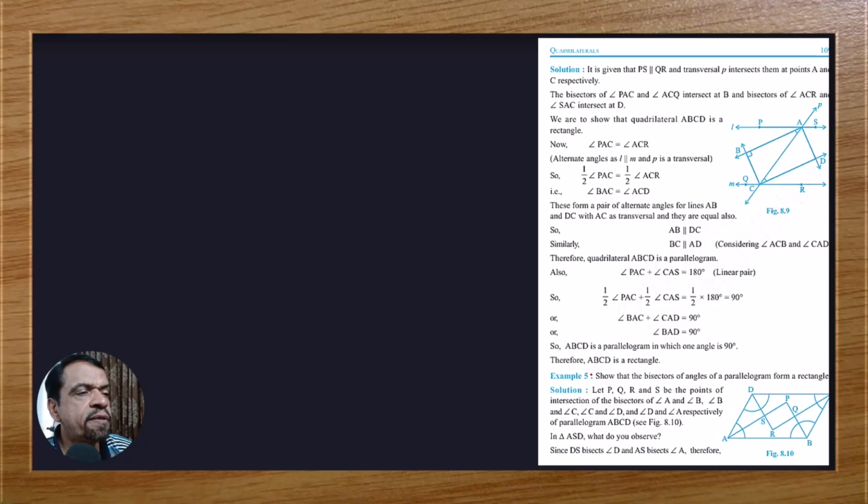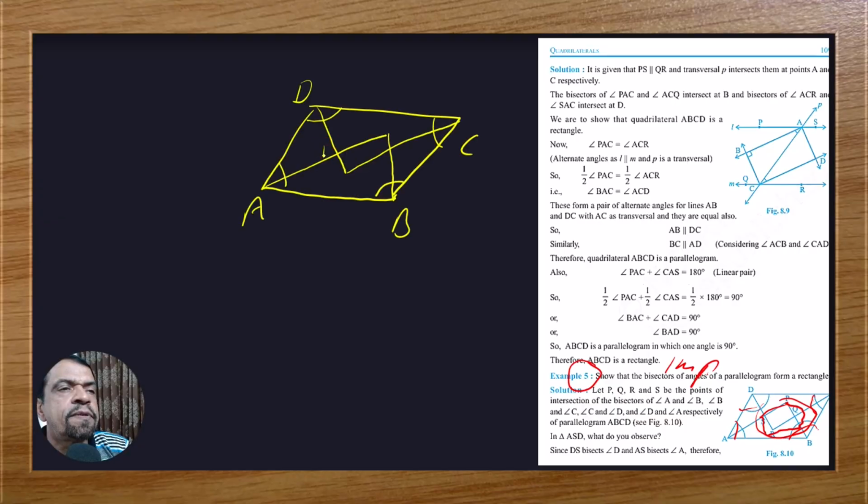This is important. In example 5 it is asked, show that the bisectors of the angles of a parallelogram form a rectangle. These are the bisectors, they intersect and form PQRS. We have to show that PQRS is a rectangle. See, let us have a quick solution.